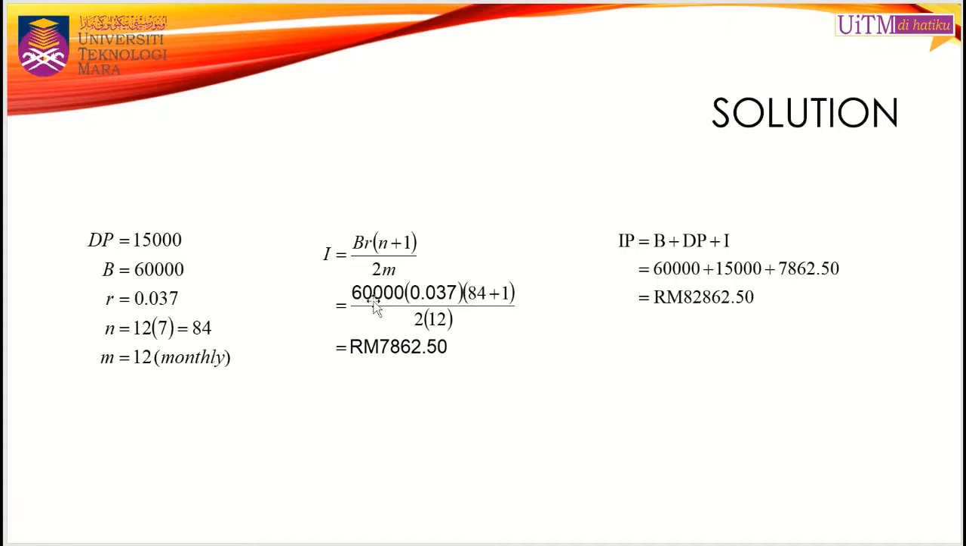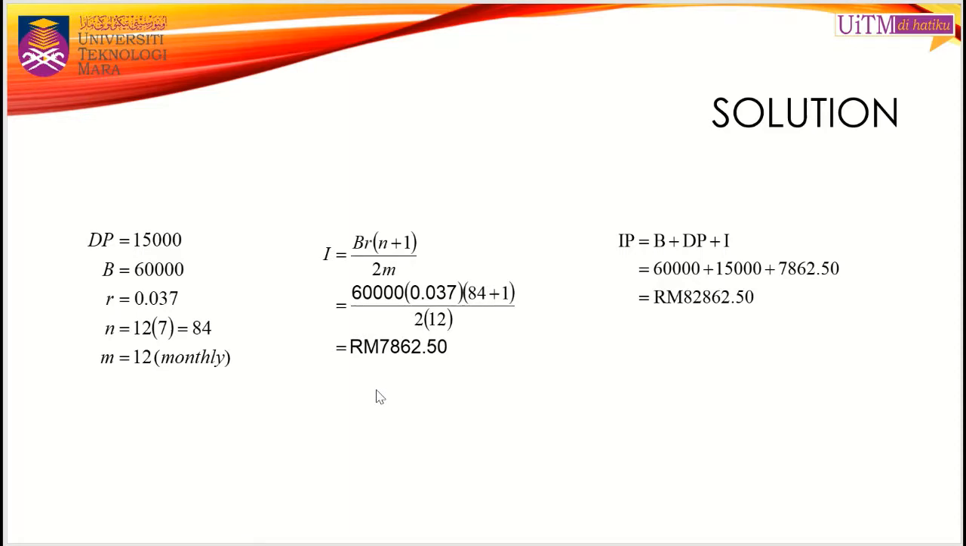By using this formula and substituting the correct values into the correct notation, you have 60,000, that is the balance, multiplied by the interest rate, 0.037, times (84 plus 1) divided by (2 times 12). When you calculate this value, you will get the interest to be 7,862.50. So that is the interest charge.